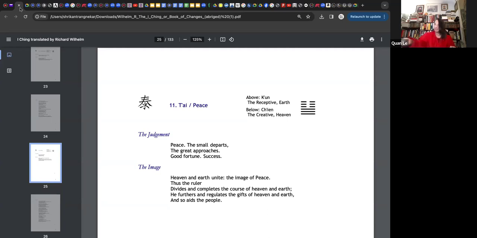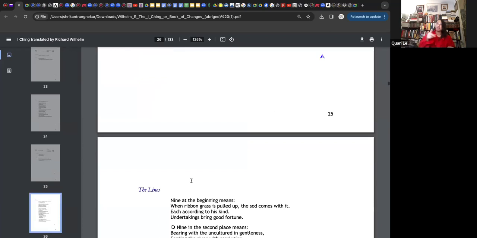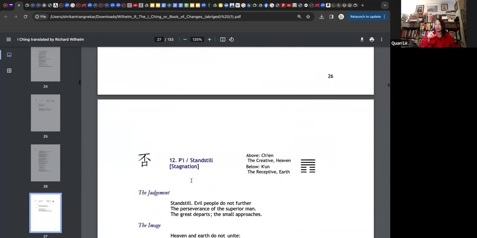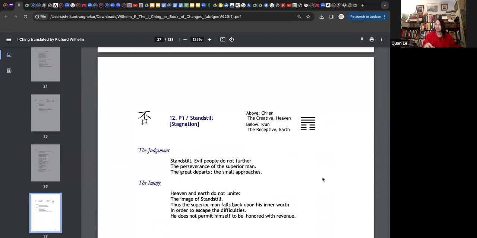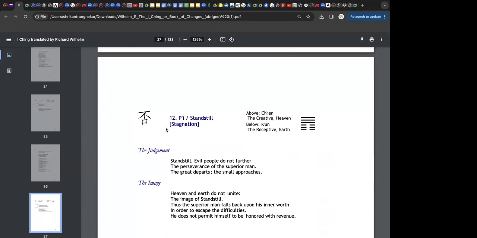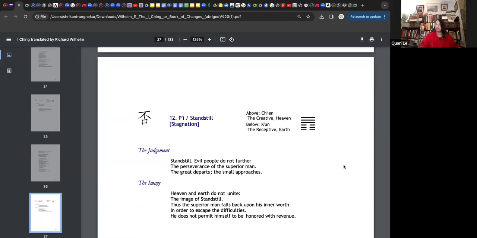Okay, so it's the next one, number 12. You can go to the next one on the electronic document that I sent you, Srikant. Number 12, yep, means stagnation. When heaven is above and earth is below, when each of the two is at its natural place, it gives rise to stagnation, because heaven being naturally up will stay there, and earth being naturally down will stay there, and there is no interaction and no union. So it gives rise to stagnation.